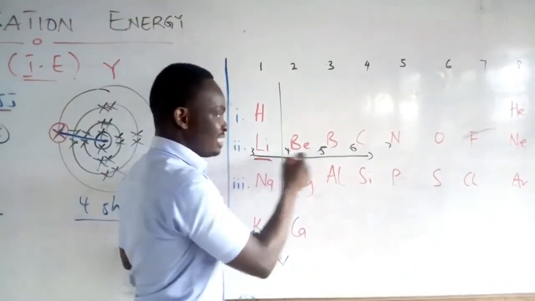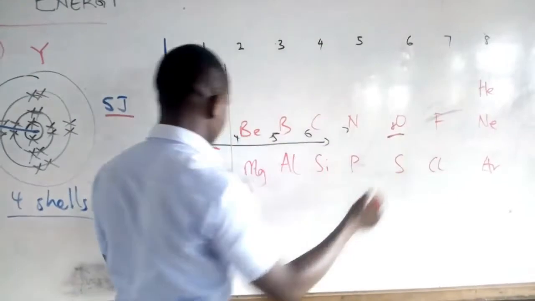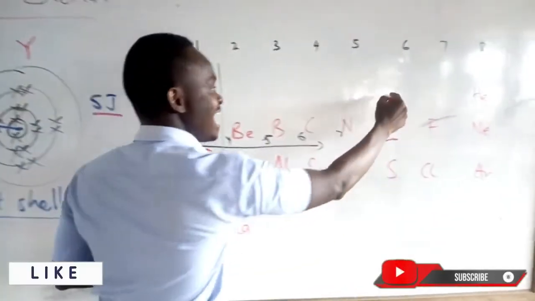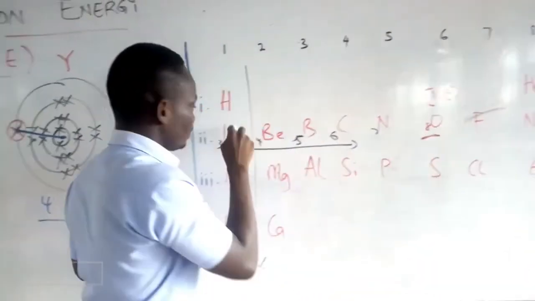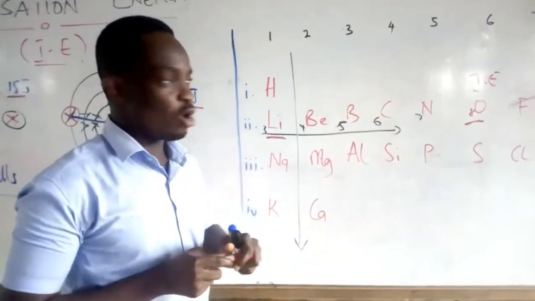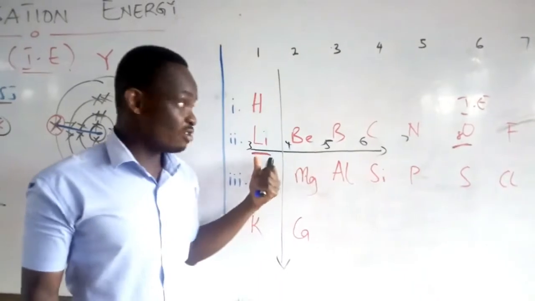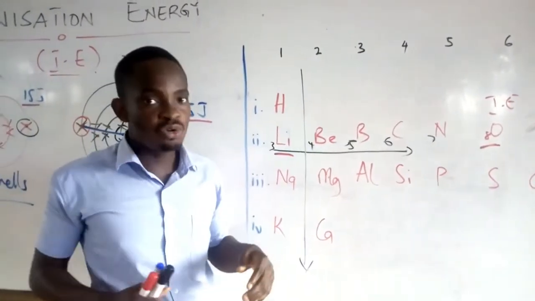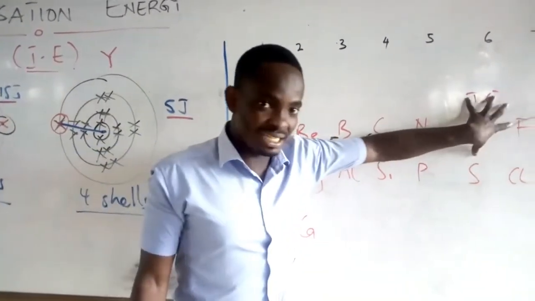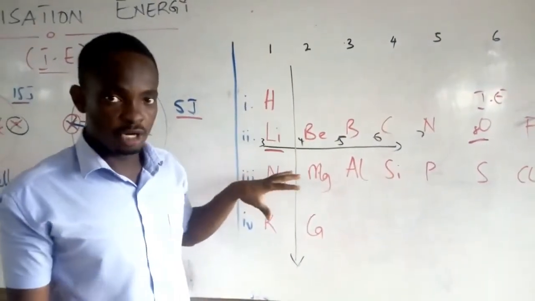Which means it becomes more and more difficult to remove the outermost electron as you go along. Comparing this and this, oxygen and lithium, oxygen will have a higher ionization energy than lithium, because oxygen has greater nuclear attraction and a smaller size than lithium, meaning it becomes more difficult to remove an electron from oxygen than from lithium. Hope it's clear.